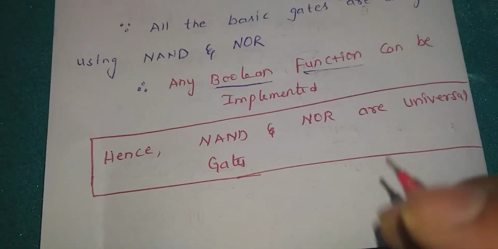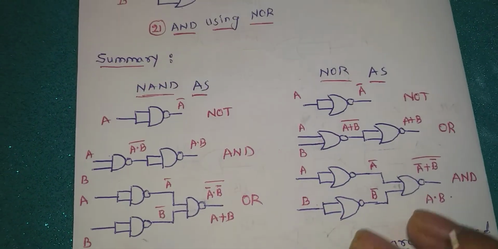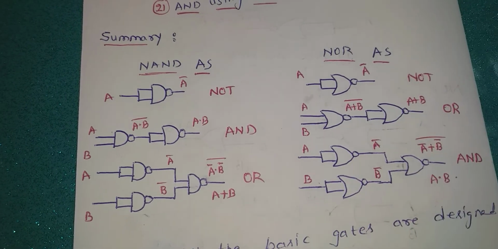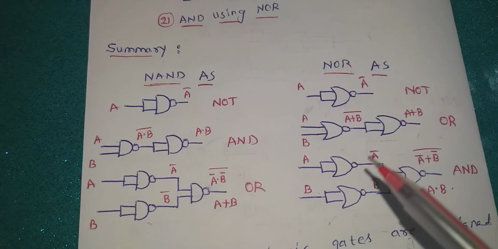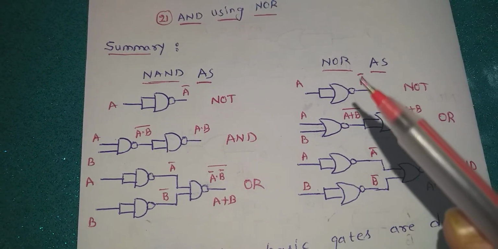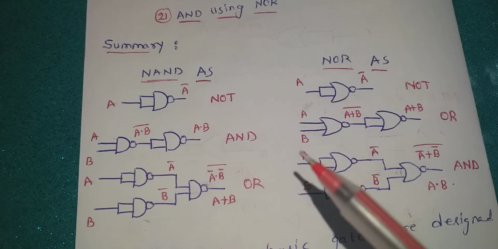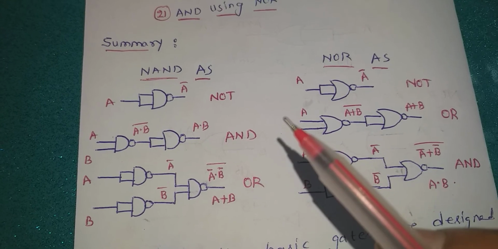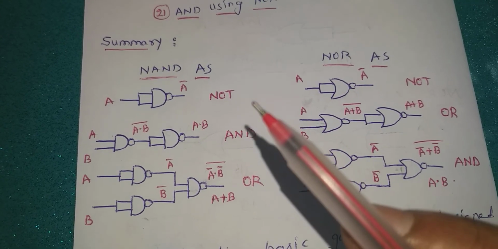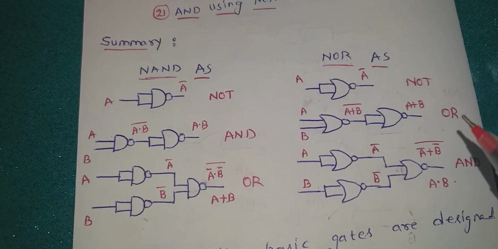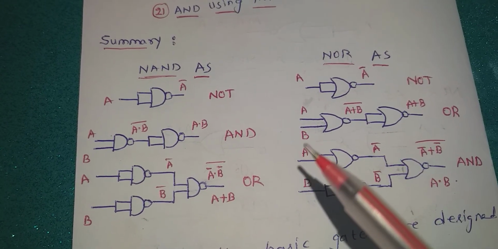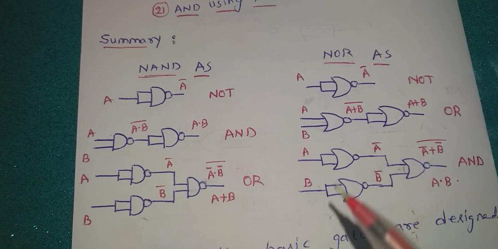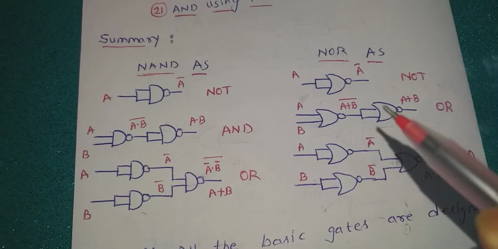Is it clear? If you have any doubts, once again you can please comment. Just see this summary, you can get a clear idea why NAND and NOR can be called universal gates. Why? Because NAND and NOR can design or implement all the basic gates. If we can design all the basic gates, then we can easily design any Boolean function. Is it clear?